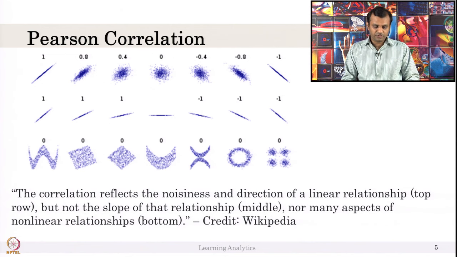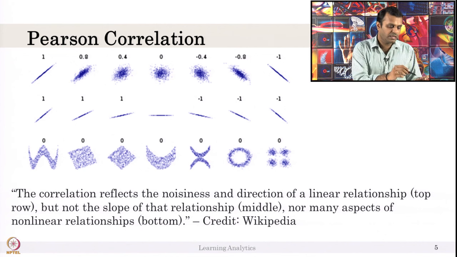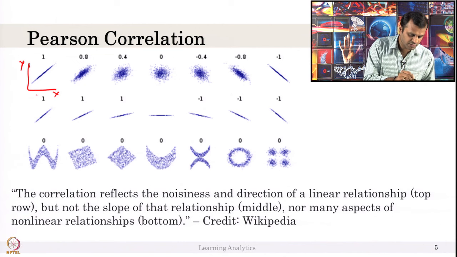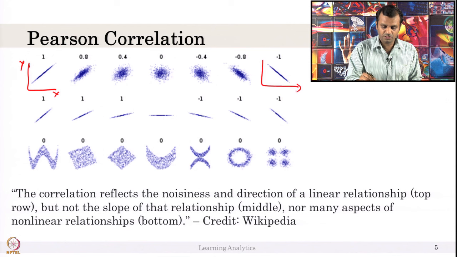This figure is from Wikipedia, and let us look at it to understand the Pearson correlation coefficient. Plus one indicates a strong positive correlation: if x increases, y also increases definitely. This one is a strong negative correlation coefficient: when x increases, y decreases. And this is noisy data, like 0.8 and minus 0.8, but still it is fitting around a particular line. 0.8 is a very strong correlation, by the way. 0.4 is a weak correlation coefficient, not really a good correlation.